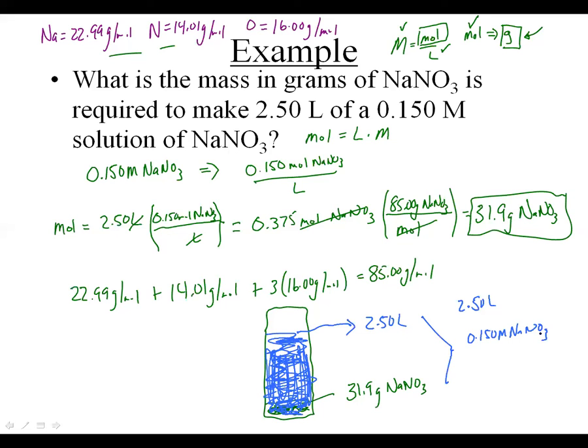You would scoop out, like we just calculated there, 31.9 grams of sodium nitrate, put enough water in there to get the solid sodium nitrate to dissolve. Once it dissolves, you would fill it up to a total volume of 2.5 liters, shake it up really well, and you then would have made a solution that has a molarity of 0.15 molar, and you would have obviously 2.5 liters of it. Any questions on that? I'm not sure the solution would look blue, but you get the idea.